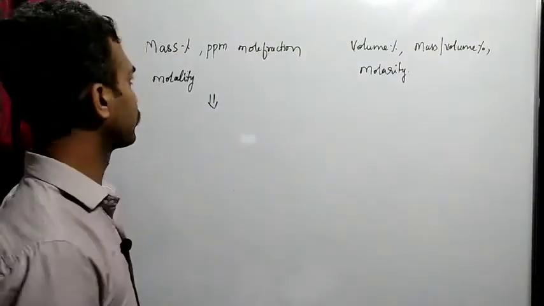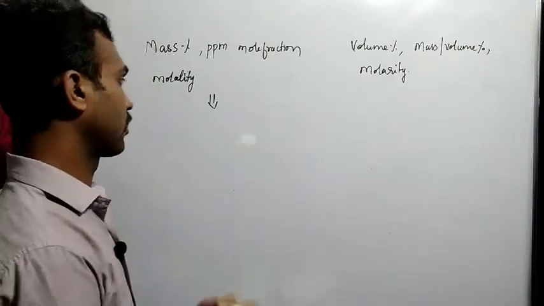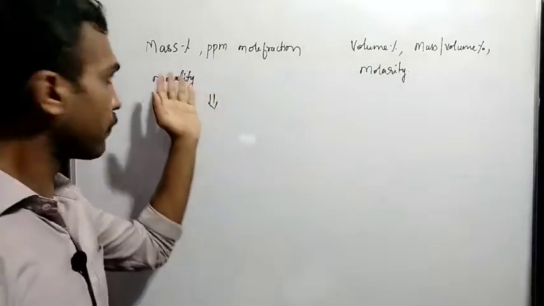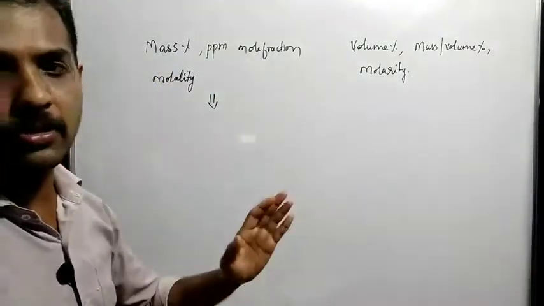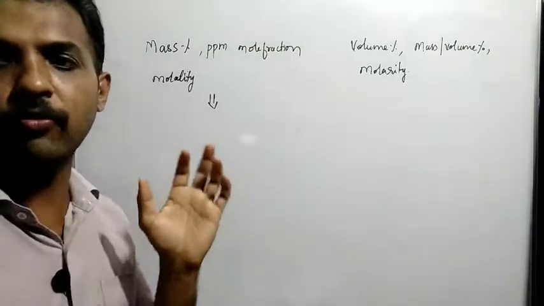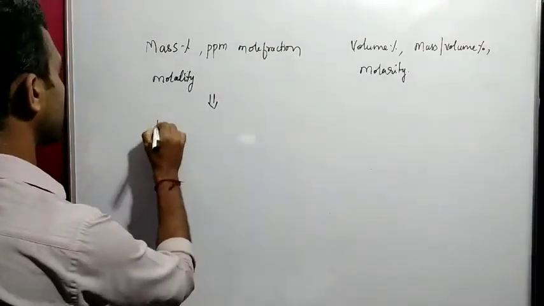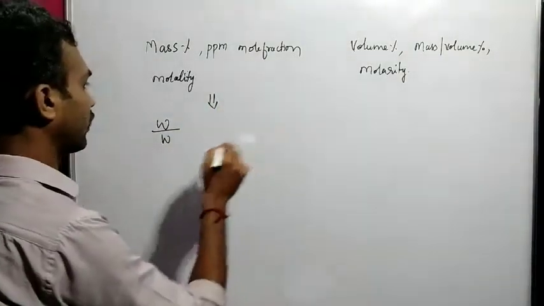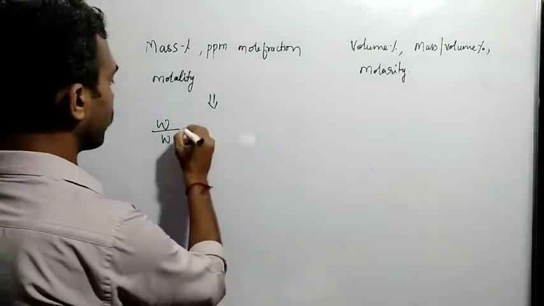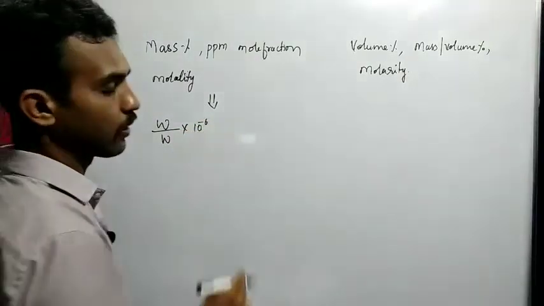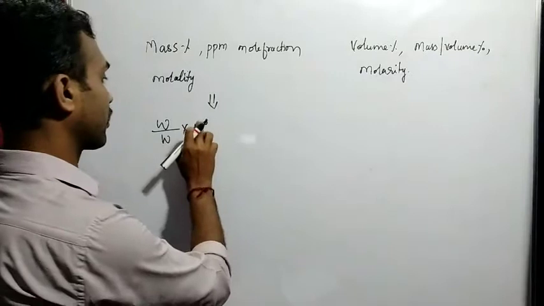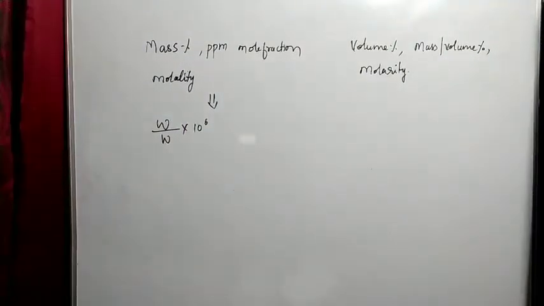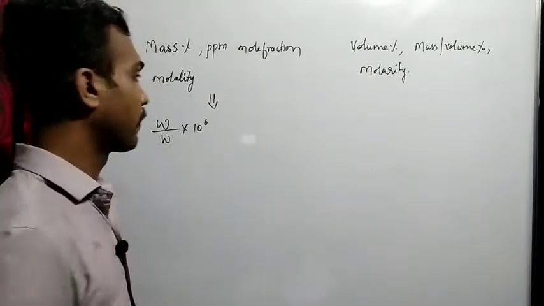So one more point you should note here, very important, they will ask in examination. Whatever I have written here: mass percentage, ppm, mole fraction and molality. Mass percentage is nothing but W by W, weight by weight. ppm also we know, and mole fraction also we know. If you multiply by 10 to the power of 6, that is what we call parts per million.